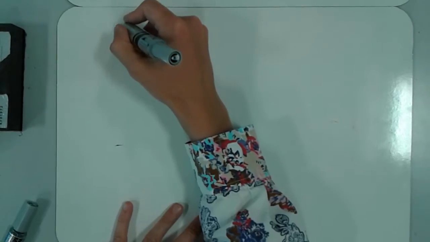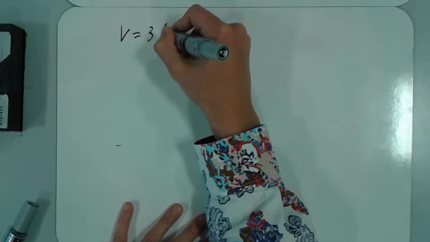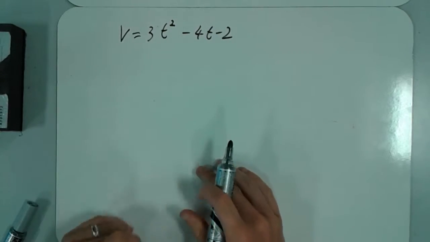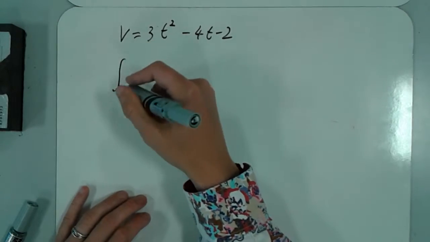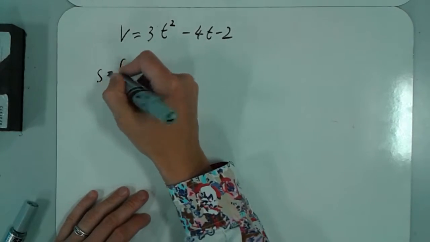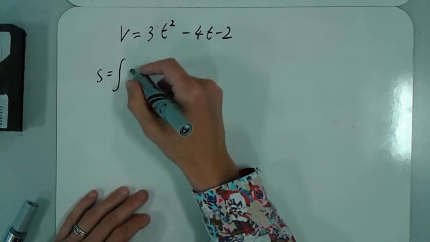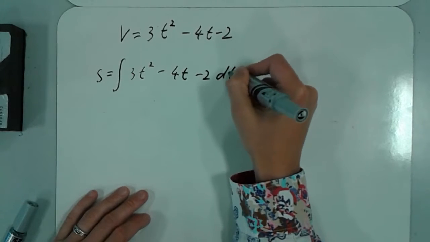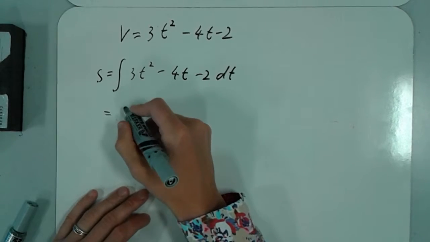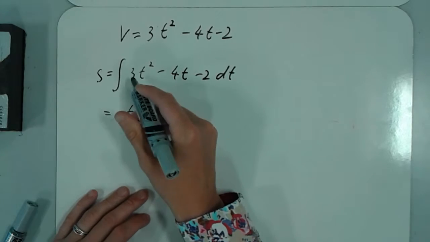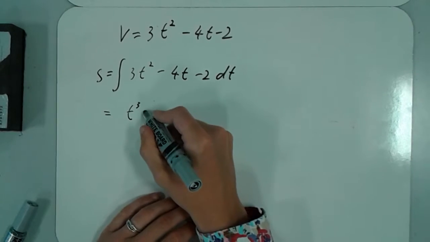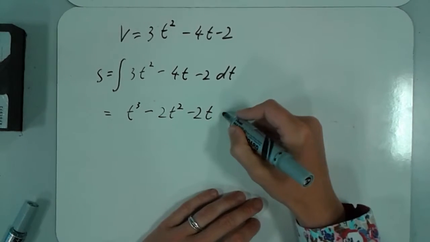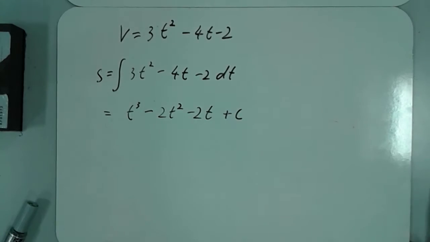So, how do I find area? Remember, our original equation was this. I need to integrate. So if I integrate to find my displacement, I'm going to get the integral of this, that will be t cubed, 3 divided by 3 goes to 1, minus 2t squared minus 2t, and now we remember I must plus c.